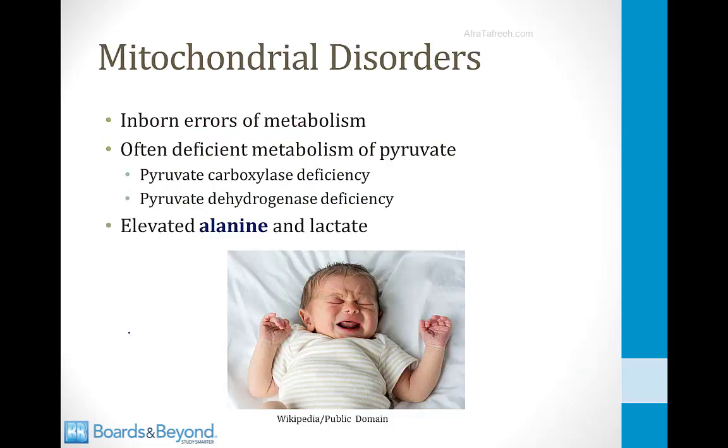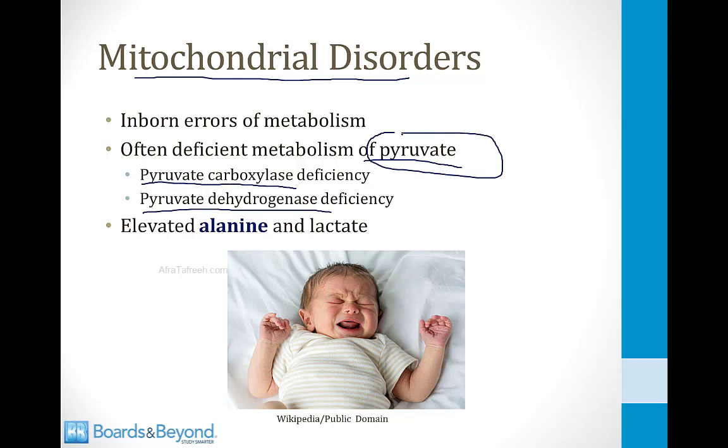A clinical correlation of the alanine cycle has to do with rare inborn errors of metabolism called mitochondrial disorders. Babies born with one of these disorders often have deficient metabolism of pyruvate. These can occur with a pyruvate carboxylase deficiency or a pyruvate dehydrogenase deficiency, and in both cases they cannot metabolize pyruvate. As a result, these babies often develop a lactic acidosis but also an elevated alanine level.